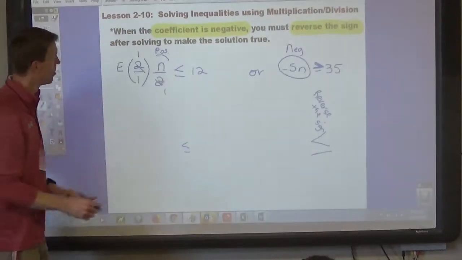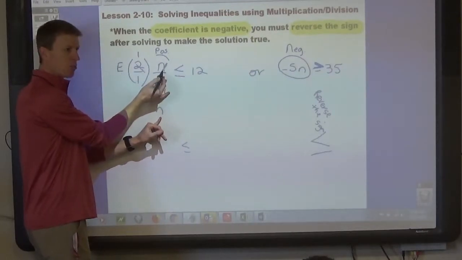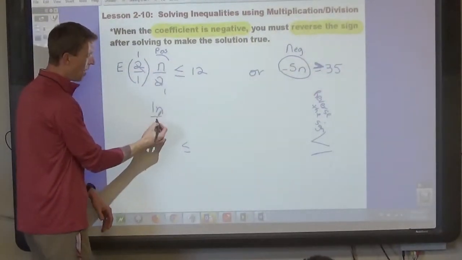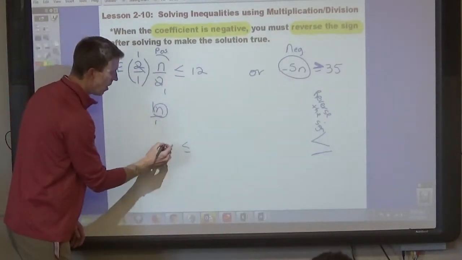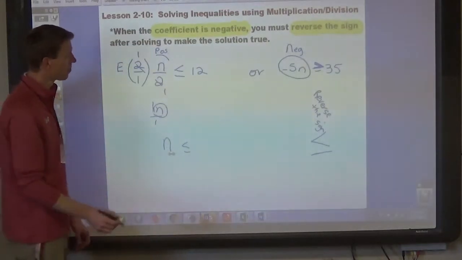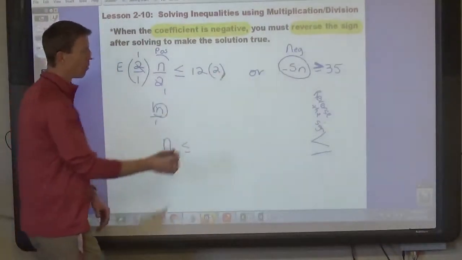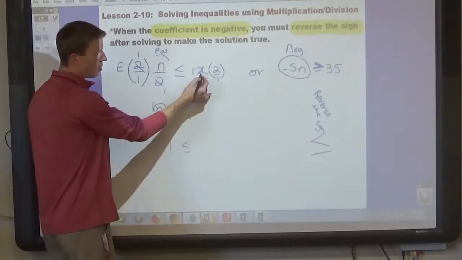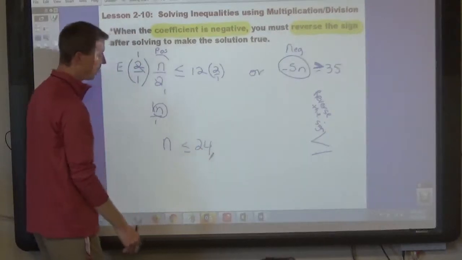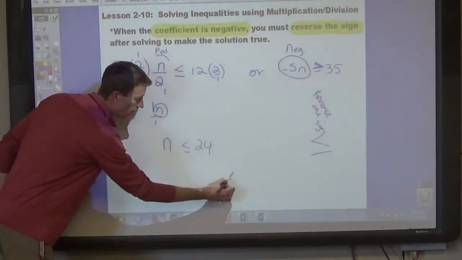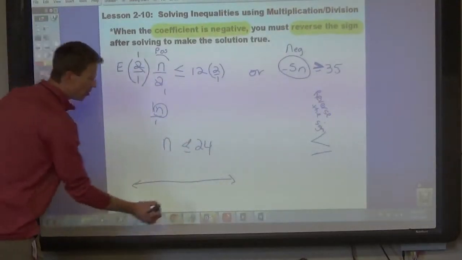And then you do the same thing on the other side. So on this side we're left with 1n, because 1 times n is 1n. And 1n over 1 is just n. Now we go to the other side and multiply by 2 over 1. If it was a fraction, we could write 2 over 1 and multiply that. But this is just a whole number, so we can do 12 times 2. 24. And then we need to graph this. So n is less than or equal to 24.